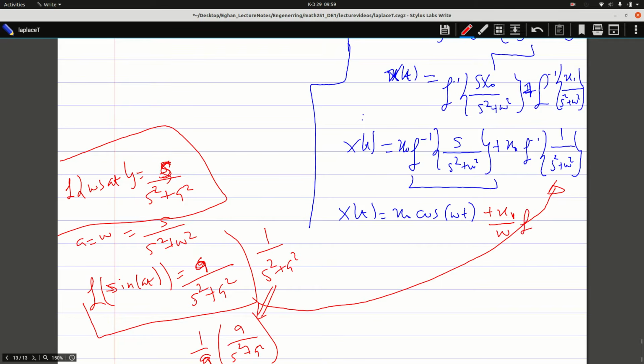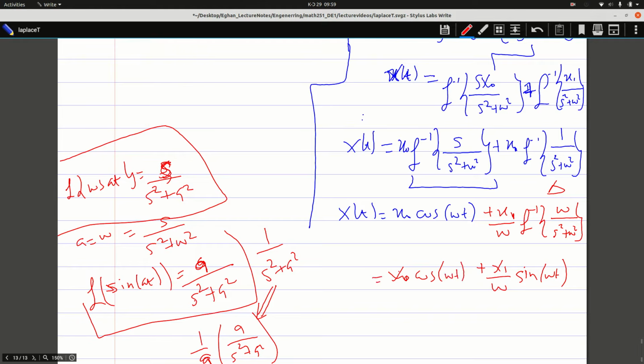Then I can have the Laplace inverse of omega over s squared plus omega squared, and that should give me the sine part of the problem. So let me clean this arrow and have it as cos omega t. This is my solution in the Laplace domain, and this is correct.